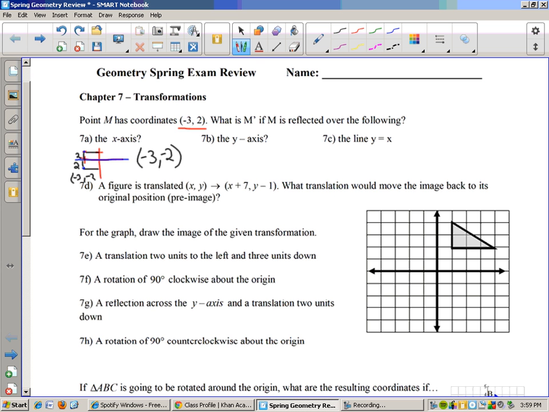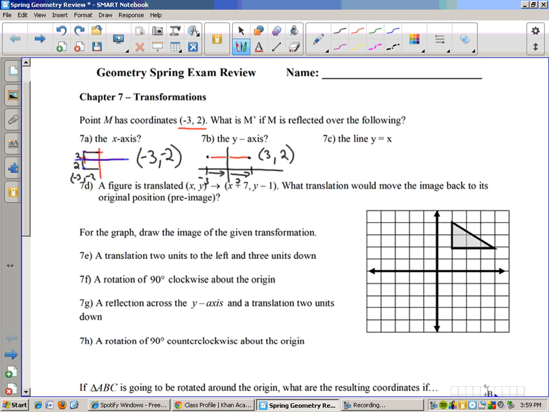Okay, 7b. How about if I do it over the y-axis? So, once again, if I do negative 3, 2, somewhere in there, it's going to be reflected across the y-axis, so that means that this distance is going to equal this distance, and we'll get something over here, which will be at positive 3 now, because this was negative 3, so when I move 3 units to the right, I move 3 more, and I get positive 3, positive 2.